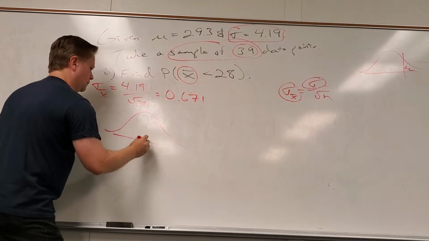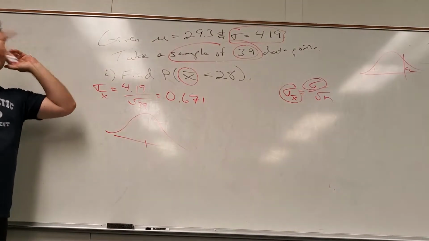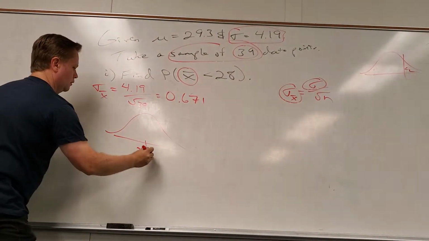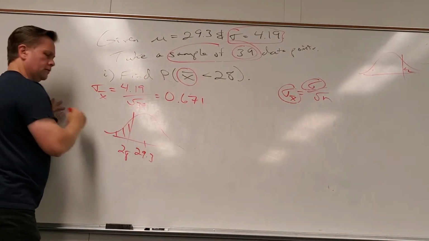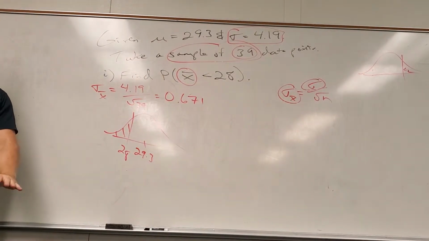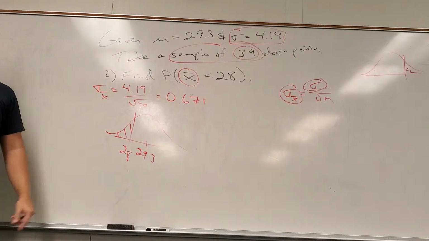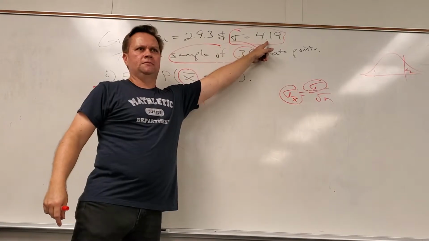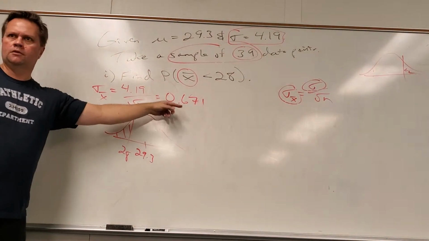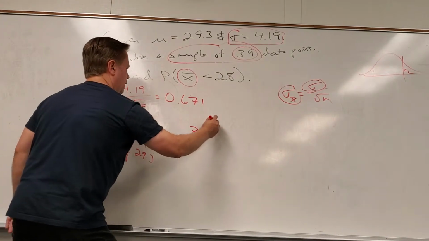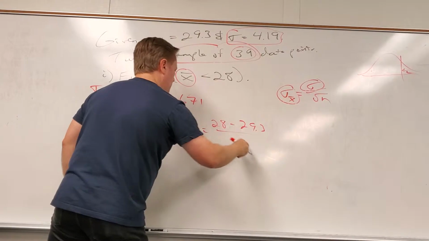What goes in the middle? The mean, 29.3. I want less than 28. So I want this area, right? Every other step is the same now. In fact, every step is exactly the same. I just don't make a z-score based on this, because that's the wrong spread. I make a z-score based on this. So now I'm going to make a z-score for 28, minus 29.3, divided by the correct spread.